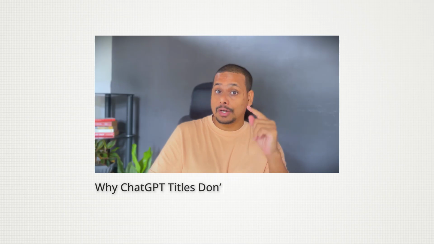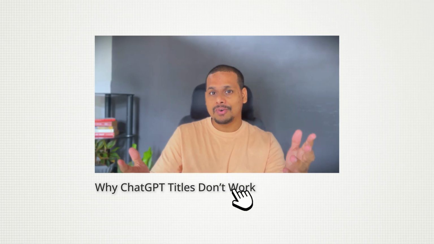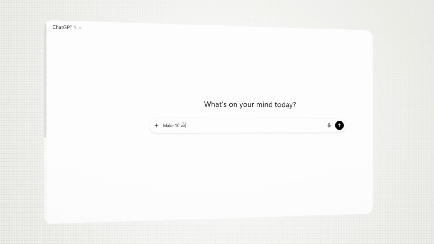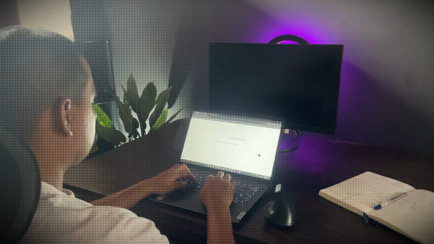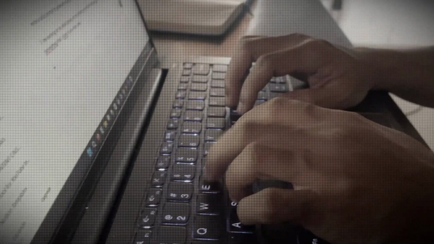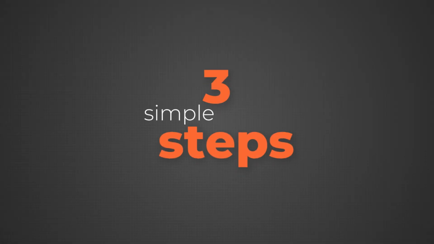Go ahead and check the title of this video. You clicked, right? That's the power of a title and a thumbnail done right. But here's the twist. I didn't just type "make viral titles" into ChatGPT. I tested 24 different ways to find the perfect method, and I finally cracked it. Stick with me, I'll show you how to do it in 3 simple steps.